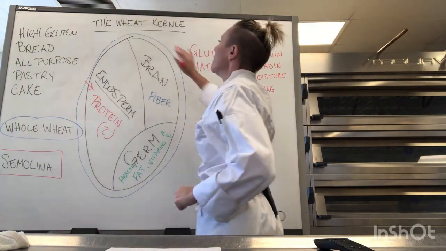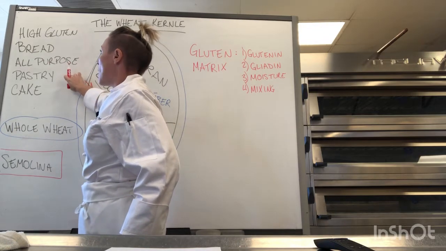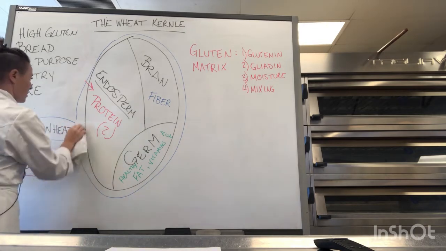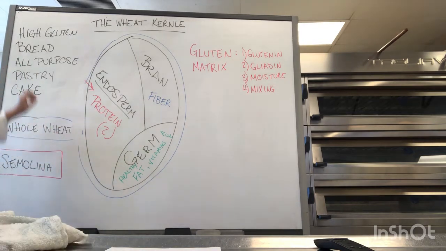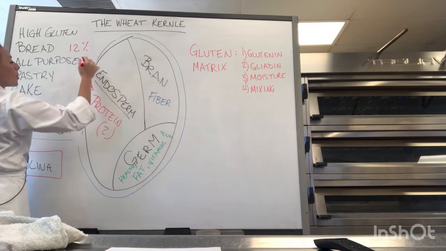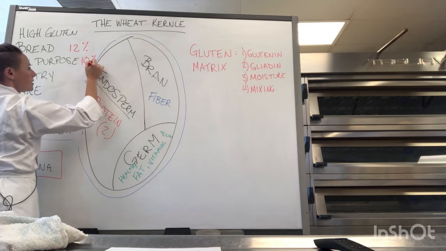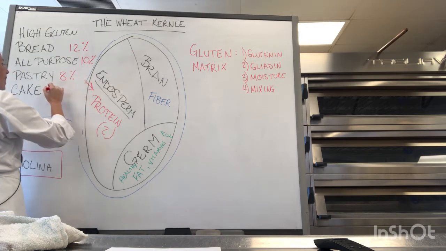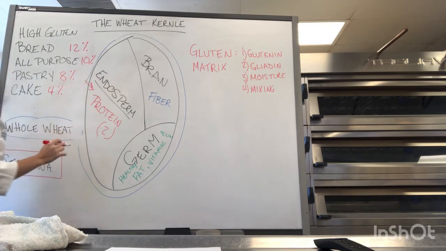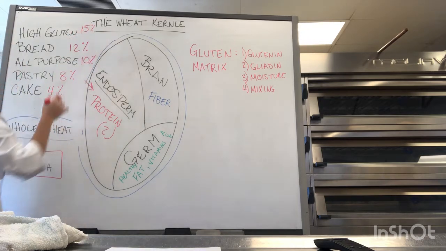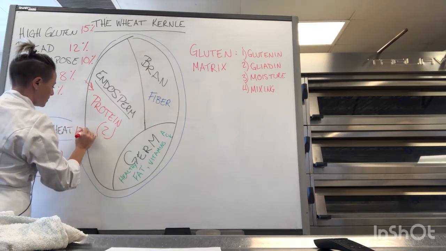All right, so your flours, the difference in them are protein content. Okay, so let's start with bread flour because that's what you guys have been working with. So bread flour is about a 12% protein. All-purpose flour is 10%. Thank you, Cheryl. You're welcome. Pastry flour is 8%. Cake flour is about a 4%. High gluten is about 15%. And whole wheat is about a 13%.